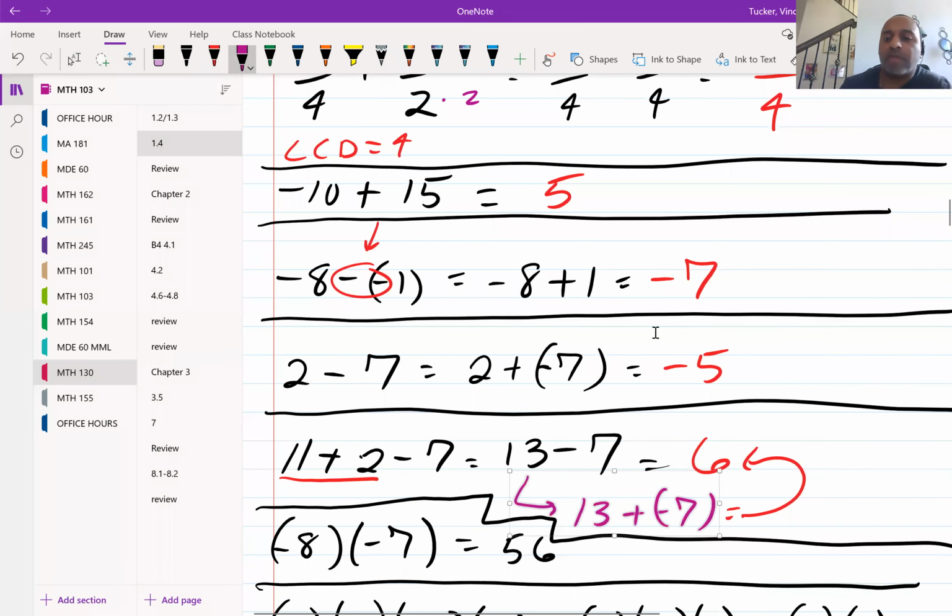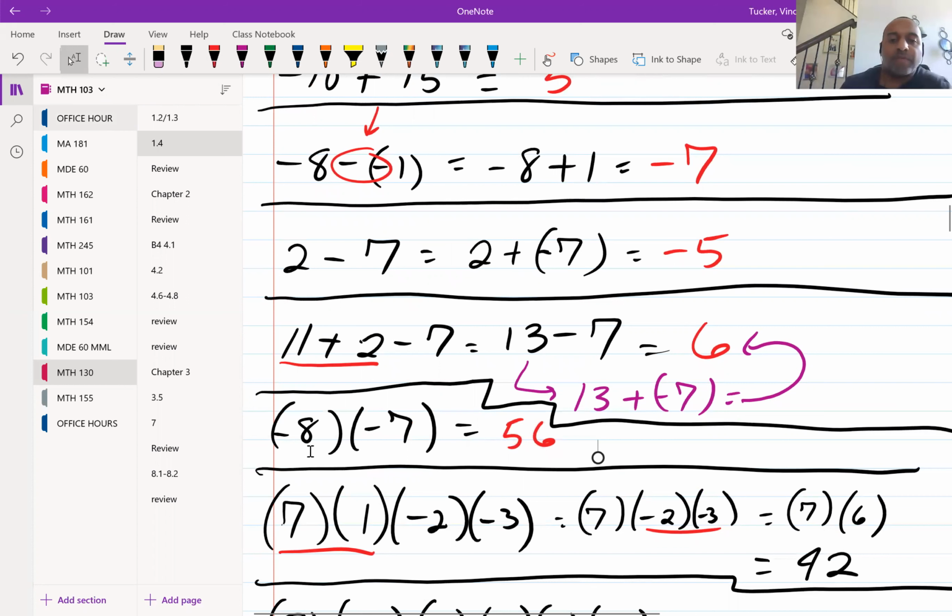Just color coding some things differently. And then we have 13 minus 7. And 13 minus 7 is 6. Any problems? Any problems? No. Sounds good.